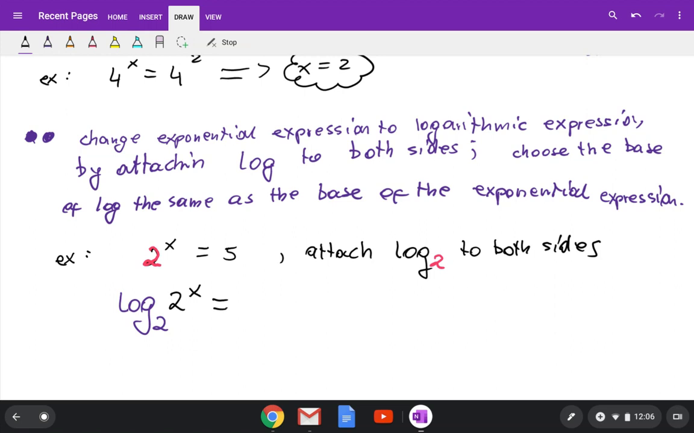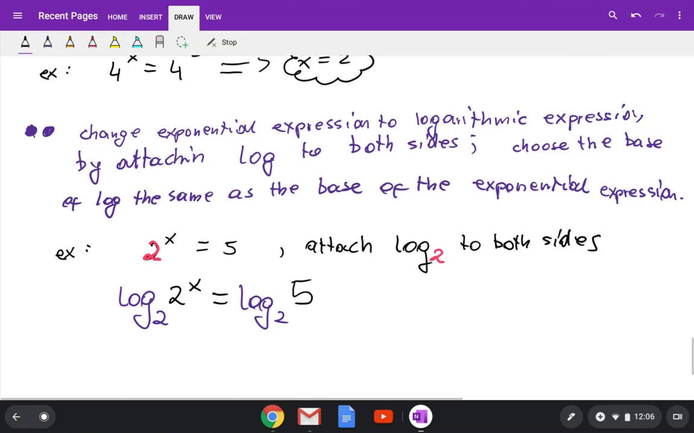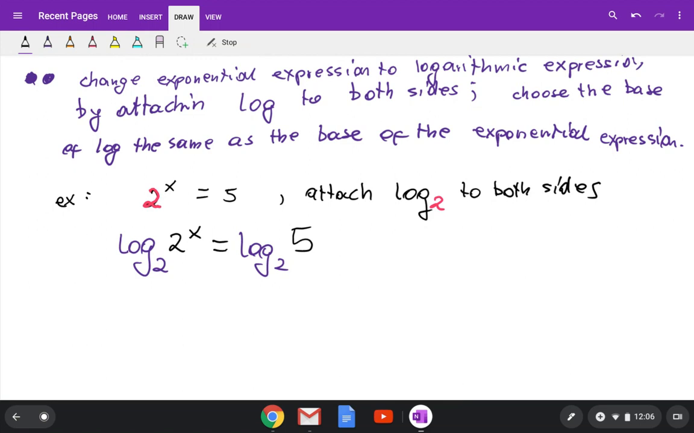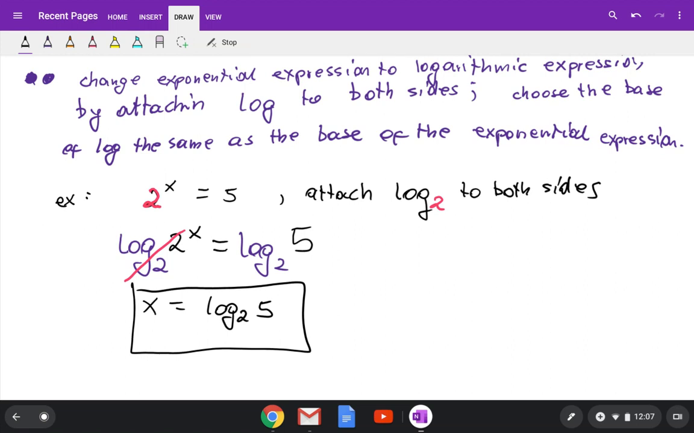Equal log base 2 of 5. Why are we doing that? Because you guys learned so many properties of log. So look what happened. The base of log is the same as the base of the exponent, so they cancel each other, and we will end up only with x equal log of base 2 of 5. So this is what we're going to do. Of course, later you can always plug that into the calculator.